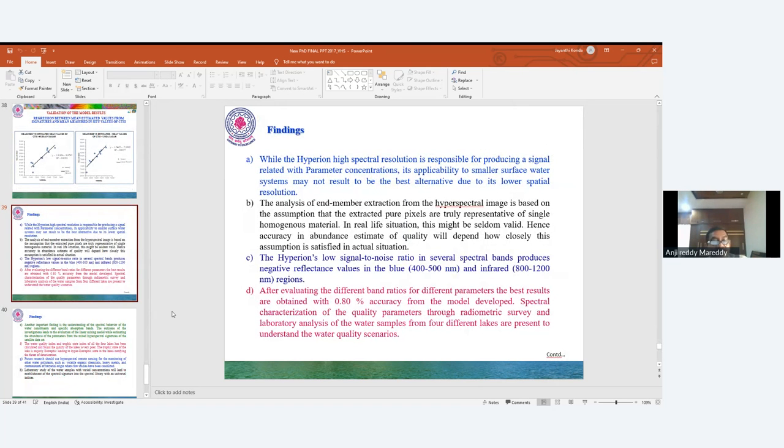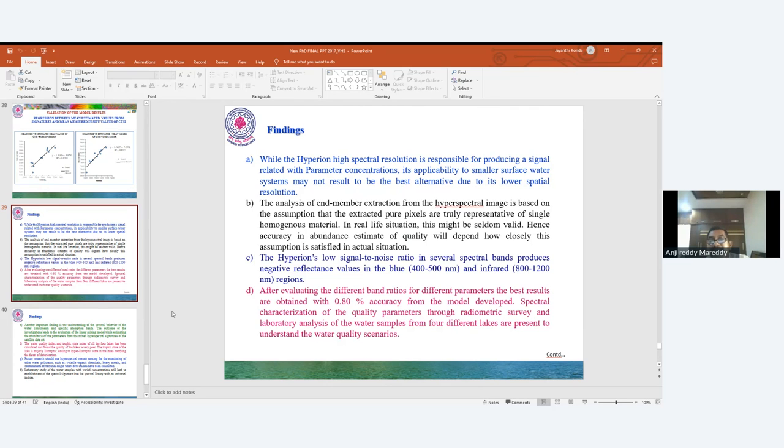So some of the findings in our study. This is general, for any researcher, out of their research work they should have some findings. The Hyperion high spectral resolution is responsible for producing a signal related to parameter concentrations. Its applicability to smaller surface water systems may not turn out to be the best alternative due to its lower spatial resolution. This is again a very important point. If I say remote sensing data, you should always judge based on the spatial resolution. That's what this point says.